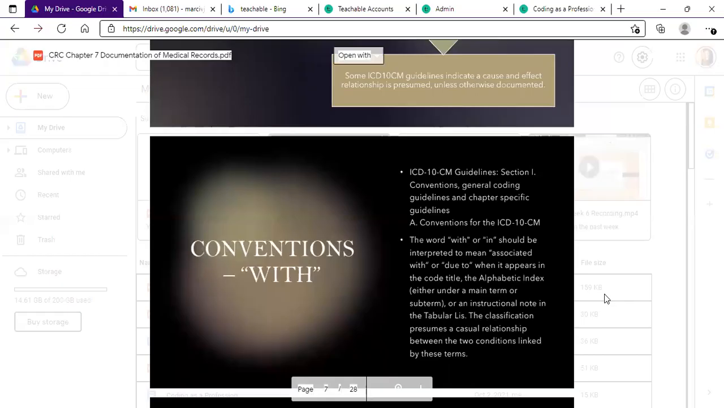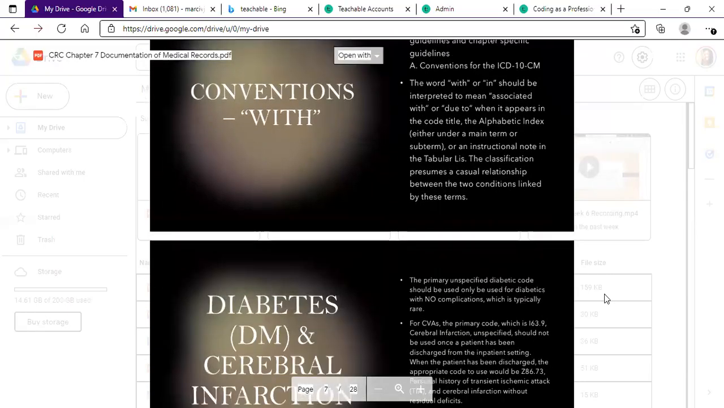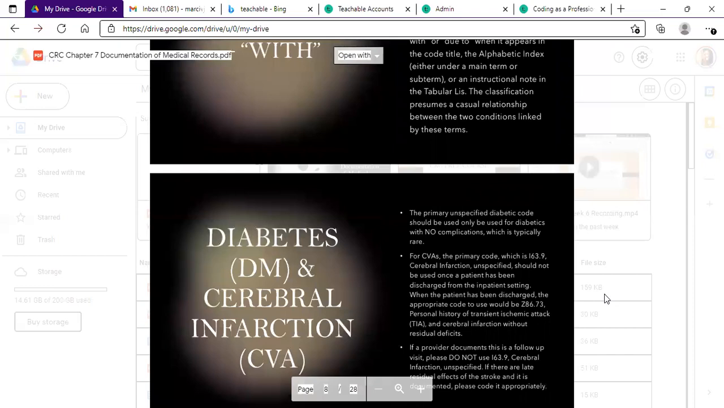The word "with" or "in" should be interpreted to mean "associated with" or "due to" when it appears in the code title, the alphabetic index, either under the main term or the subterm, or in an instructional note in the tabular list. The classification presumes a causal relationship between the two conditions linked by these terms. So basically, if you're saying with, due to, those linking terms, those conventions, then it presumes a causal relationship between those two conditions.